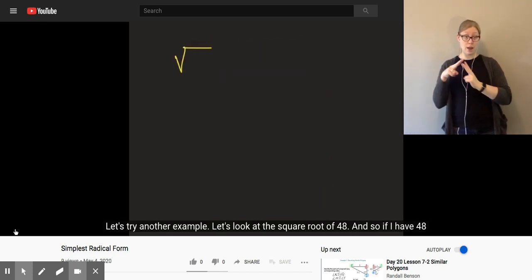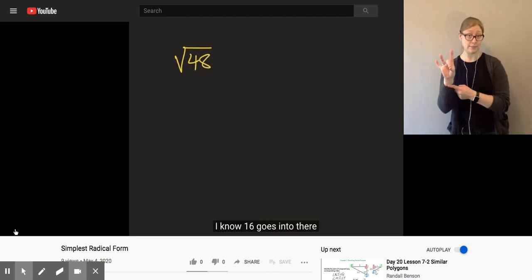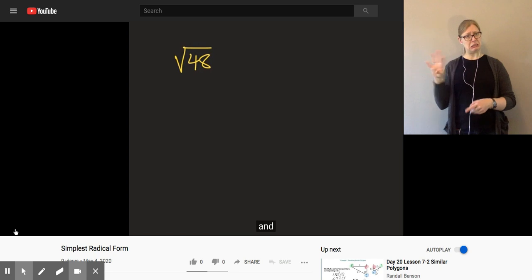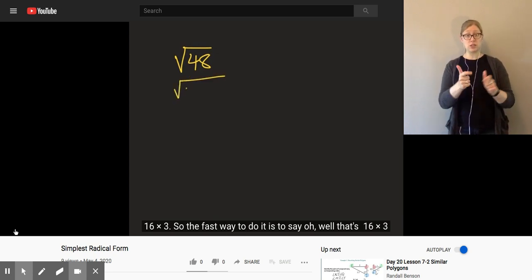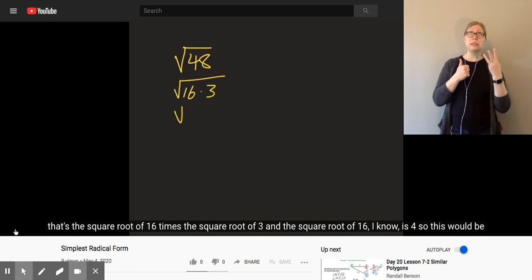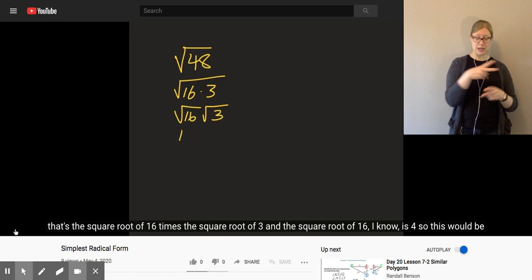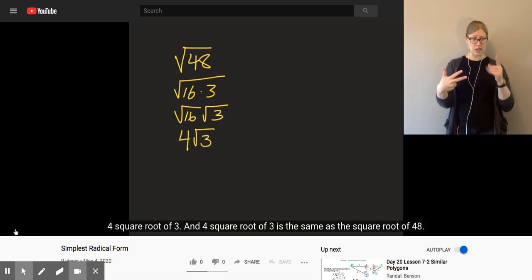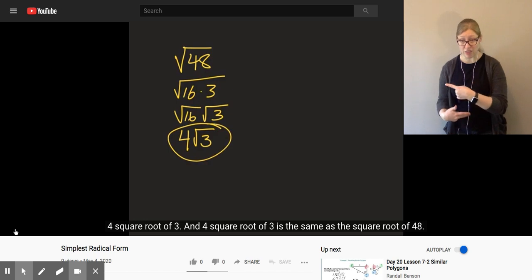Let's look at the square root of 48. And so if I have 48, I know 16 goes into there, and 16 times 3. So the fast way to do it is to say, oh, well, that's 16 times 3. That's the square root of 16 times the square root of 3. And the square root of 16 I know is 4. So this would be 4 square root of 3. And 4 square root of 3 is the same as the square root of 48.